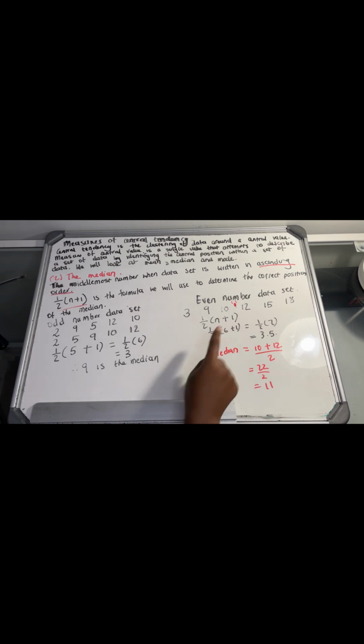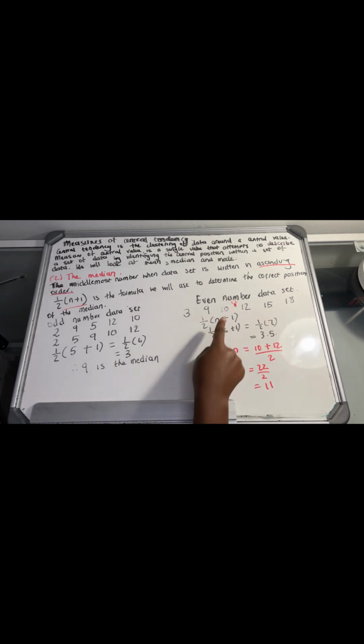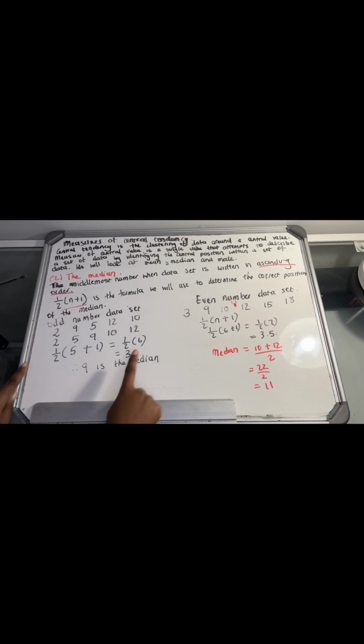That means this value right here divides the data set into 2 equal parts. This part right here with 3 values, this part right here with 3 values. Even when we look at the previous example, the median divides the data set into 2 equal parts. Remember, there 9 is the median, and it divides the data set into 2 values here and 2 values there. I hope that it is making sense.